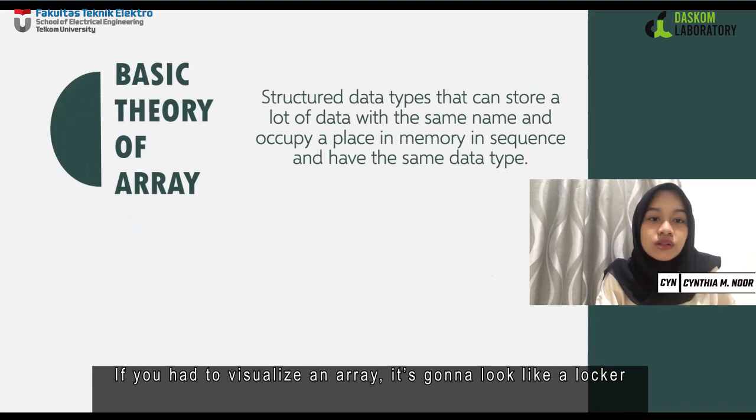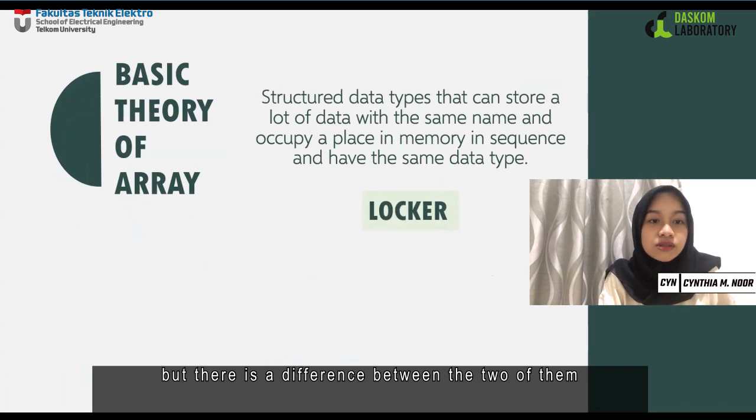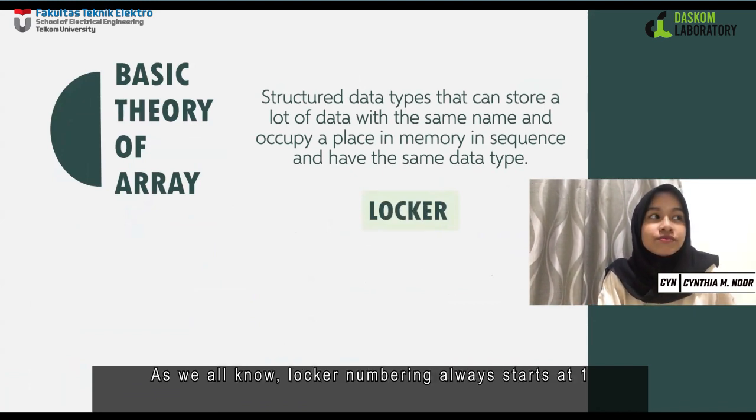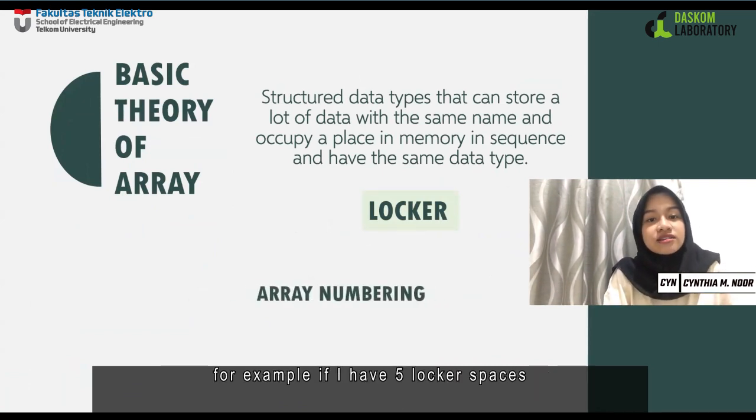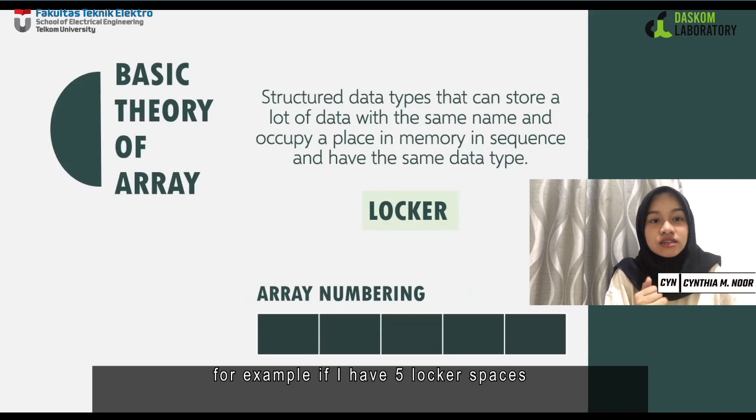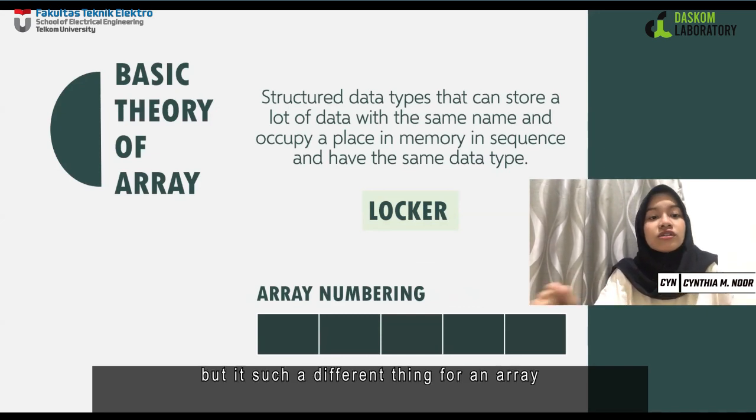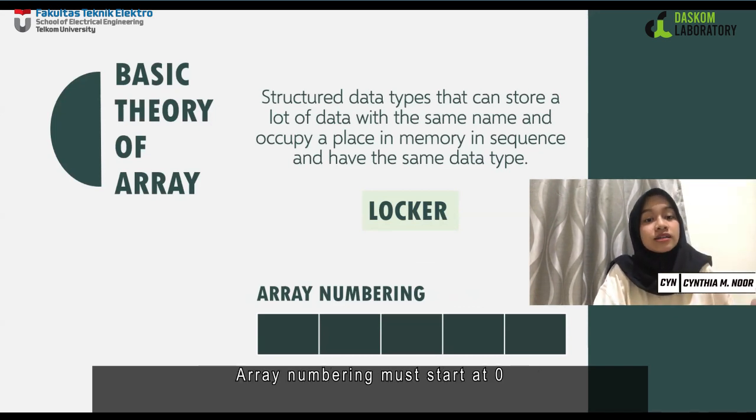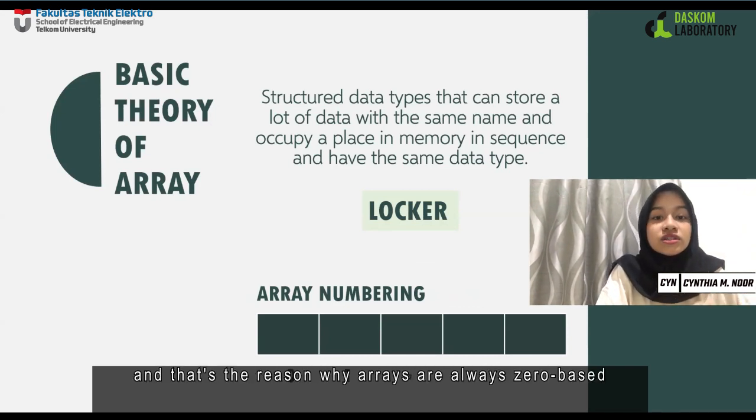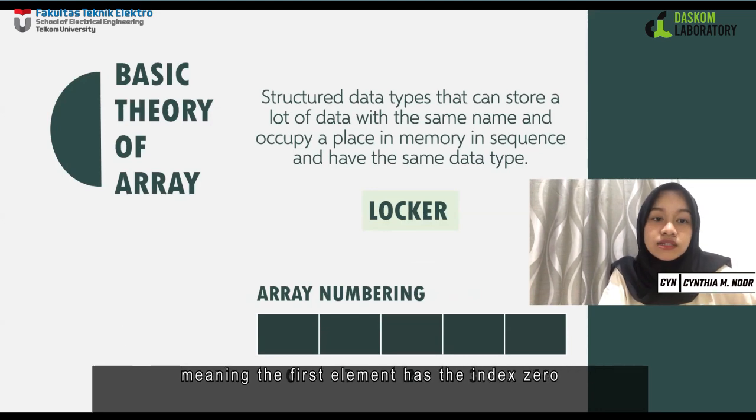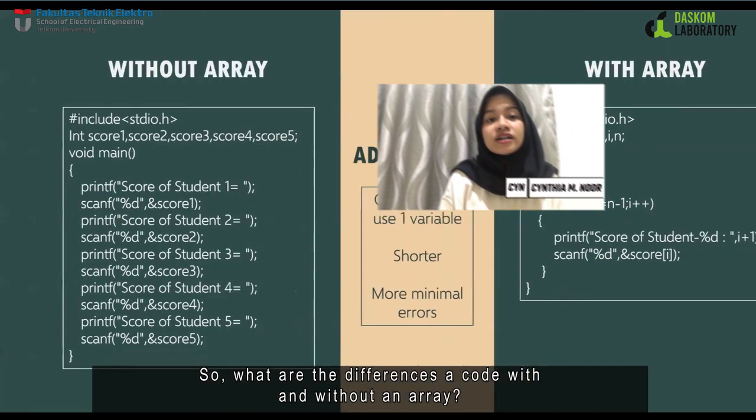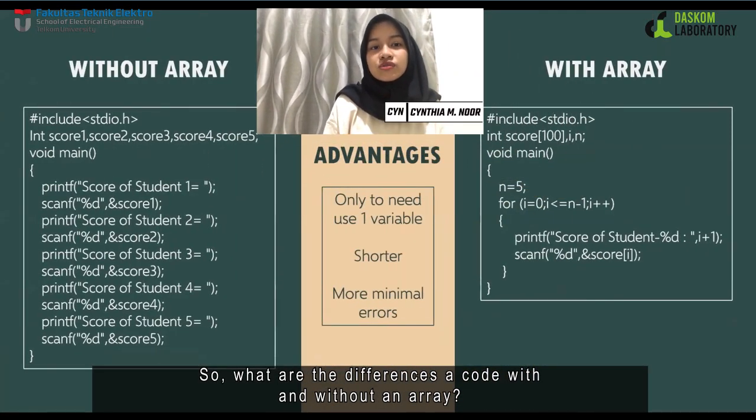If you had to visualize an array, it's gonna look like a locker, but there is a difference between the two of them. As we know, locker numbering always starts at 1, right? For example, if I have 5 locker spaces, we will count it from 1 to 5, but it's a different thing for an array. Array numbering must start at 0, and that's the reason why arrays are always 0-based, meaning the first element has the index 0.